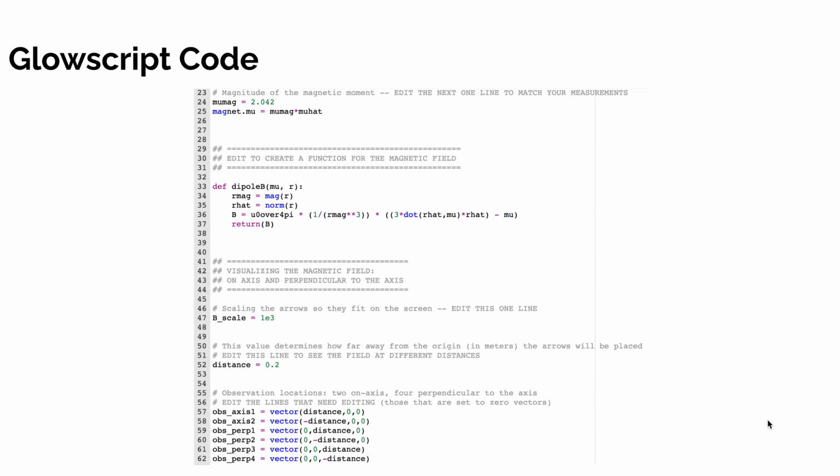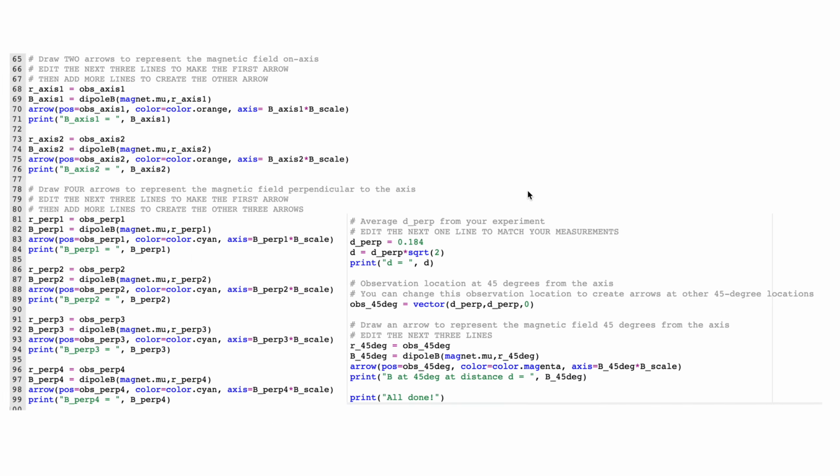Here is one of the portions of my GlowScript code, in which I included my calculated magnetic dipole moment here at the top, and I defined an equation to calculate the magnetic field. Furthermore, here I created the arrows that represented various magnetic fields on axis and on the perp axis. Finally, here at the bottom, we can see that I represented the second part of the lab, in which we measured the magnetic field at 45 degrees at distance d.